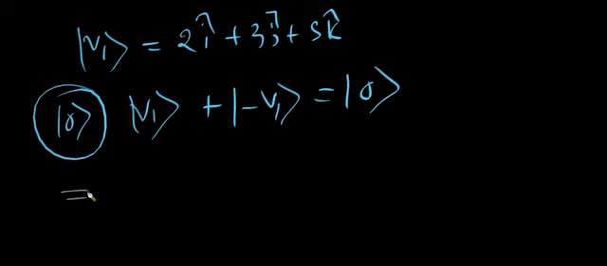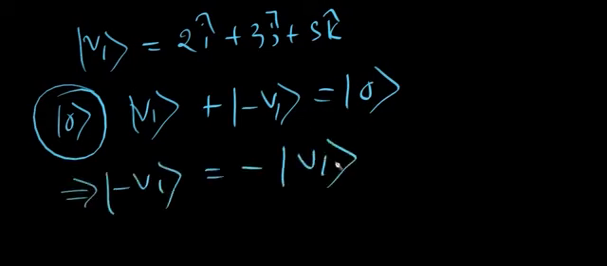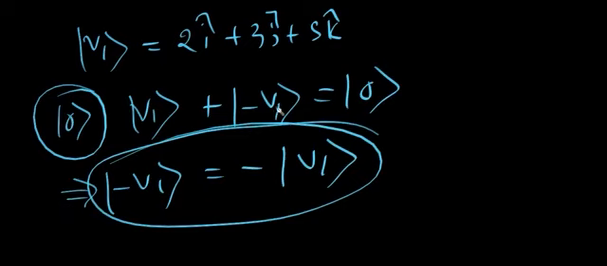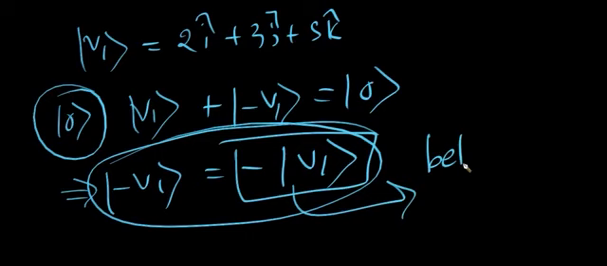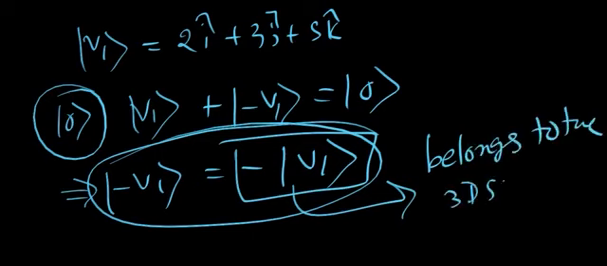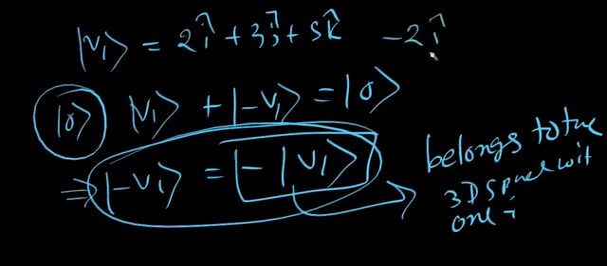And it turns out that this minus v1 is just minus v of 1. And if you do that, that is, if you say this guy belongs to the 3D space with only z plus, that is the positive z-axis, you can see that this is wrong, because when you do this minus v1 you get minus 2i, minus 3j, minus 5k, right?